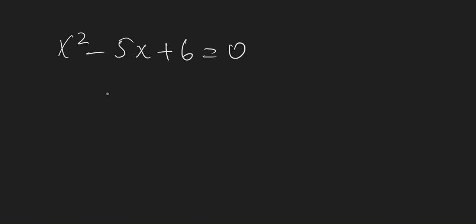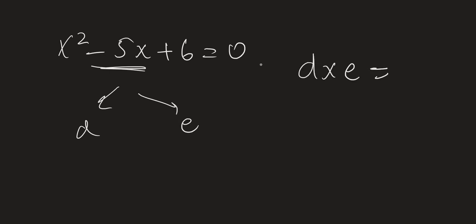Now this looks similar to the previous example, but here we have minus 5x. So the product of D and E should still give us 6, but the sum of D and E should give us minus 5 this time. So what are two values? When we multiply, we get positive 6. When we add or subtract, we get minus 5.